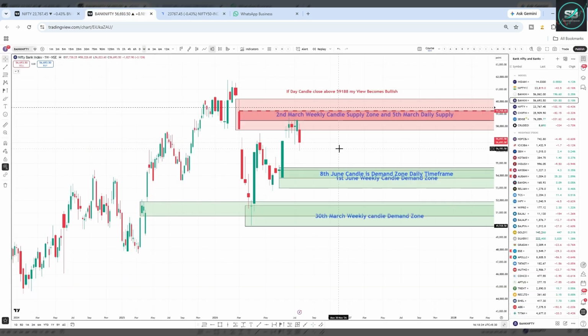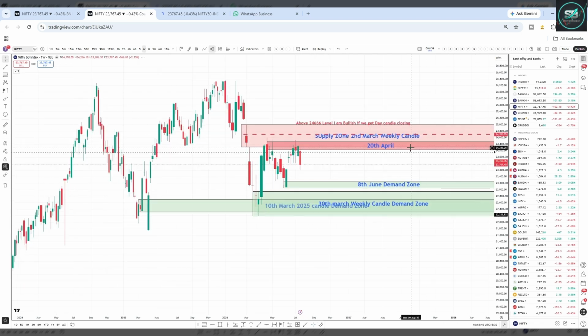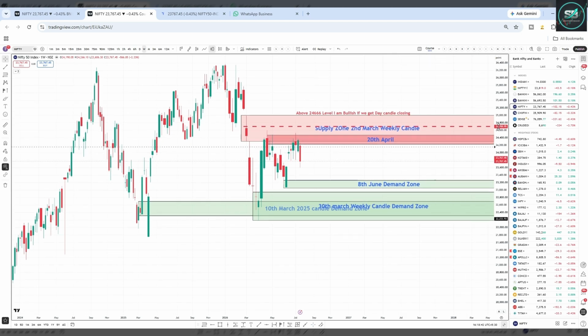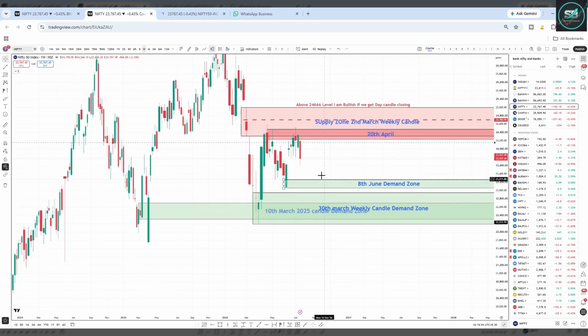Last week when we made a video, we marked these levels on the Bank Nifty chart and on the Nifty chart as well. I don't want to repeat the same thing here; you can go back and check my last video. But today we will look with new eyes at how Nifty and Bank Nifty price action is unfolding. Let's look in a different way.